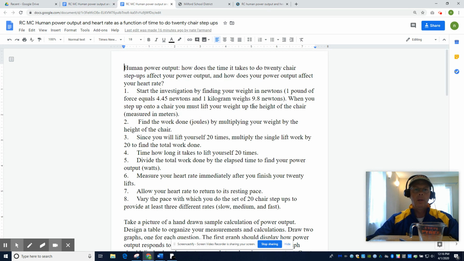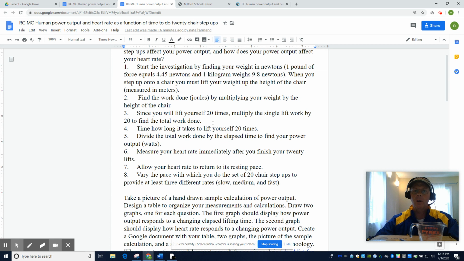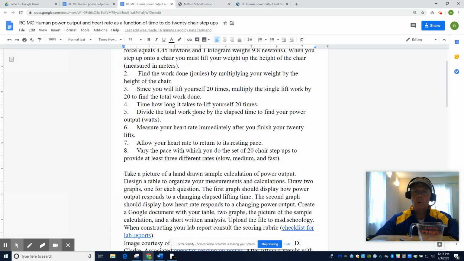Okay, so force times distance is work. Take your newtons multiplied by the height of the chair in meters. That's the work it takes to lift yourself once, except you're going to lift yourself 20 times. So take the work it takes to lift yourself once, multiply by 20. That's the work you're going to do when you lift yourself 20 times. Then measure your resting heart rate just to get a baseline, and then time how long it takes you to lift yourself 20 times. Divide the total work, that is the work for 20 lifts, by the elapsed time, and that's called your power output, your wattage. Joules per second is watts.